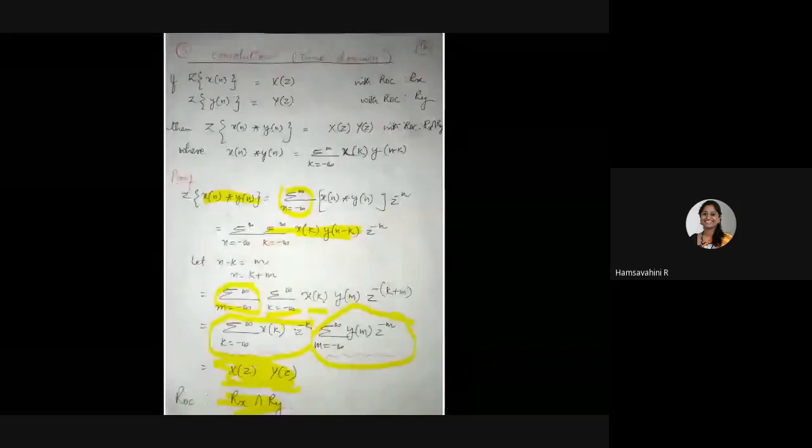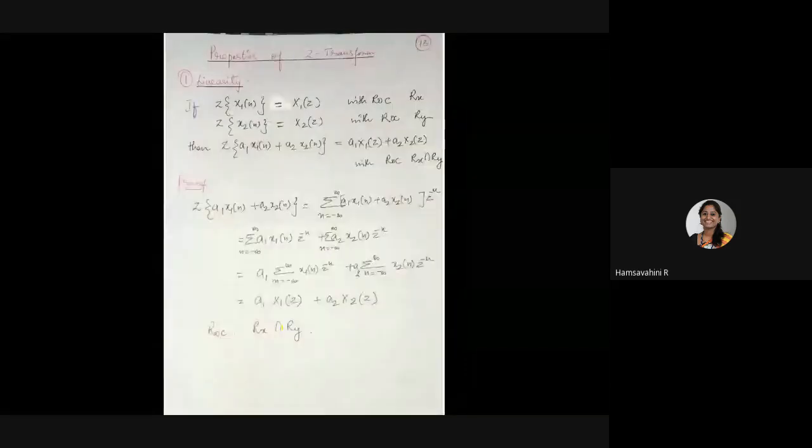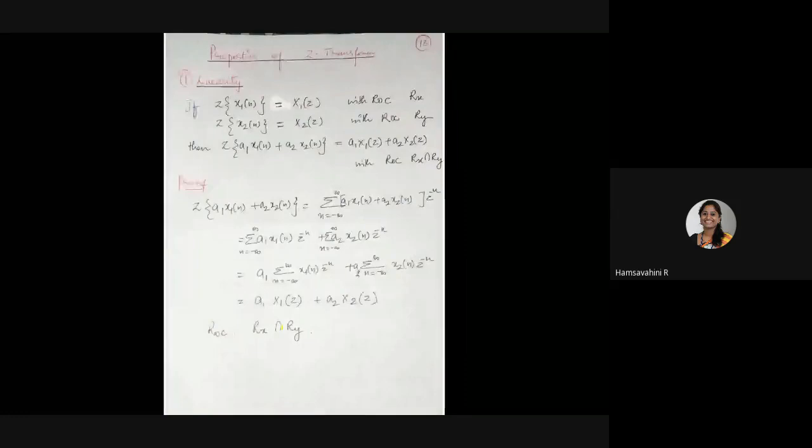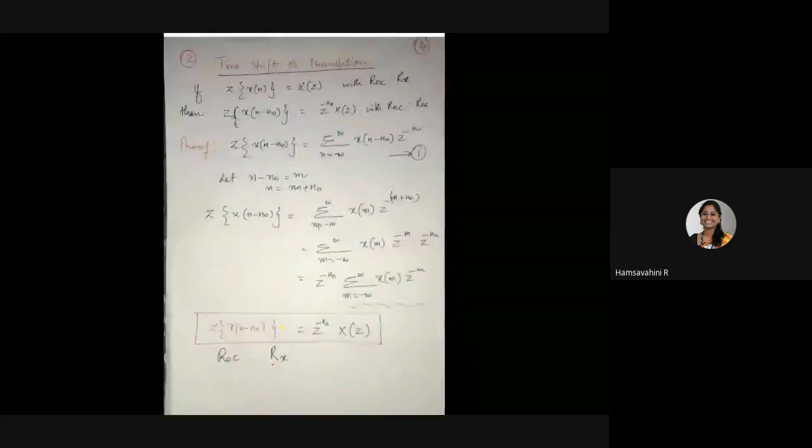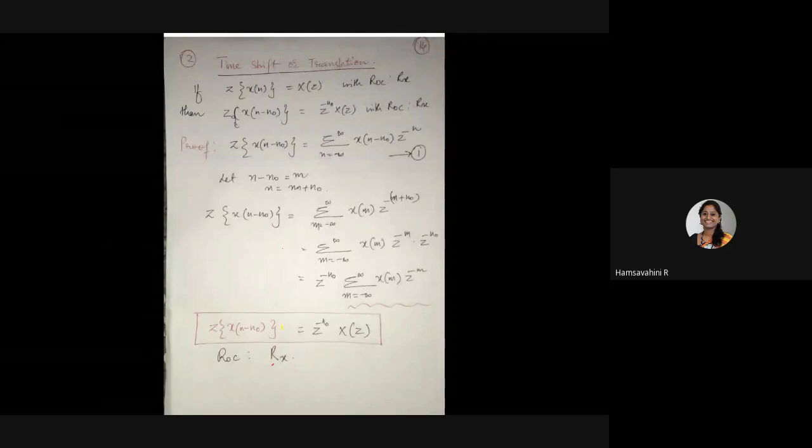We studied 6 properties. Linearity: you can observe here, we are taking 2 different signals, so that's why the ROC is the intersection between those 2 ROCs. In time shift, we are taking only Rx, so ROC will be retained as Rx only. Multiplication by an exponential: in that case, ROC is multiplied with the exponential factor, that is A Rx. Multiplication by a ramp: here also we have only one signal, so ROC will remain the same.